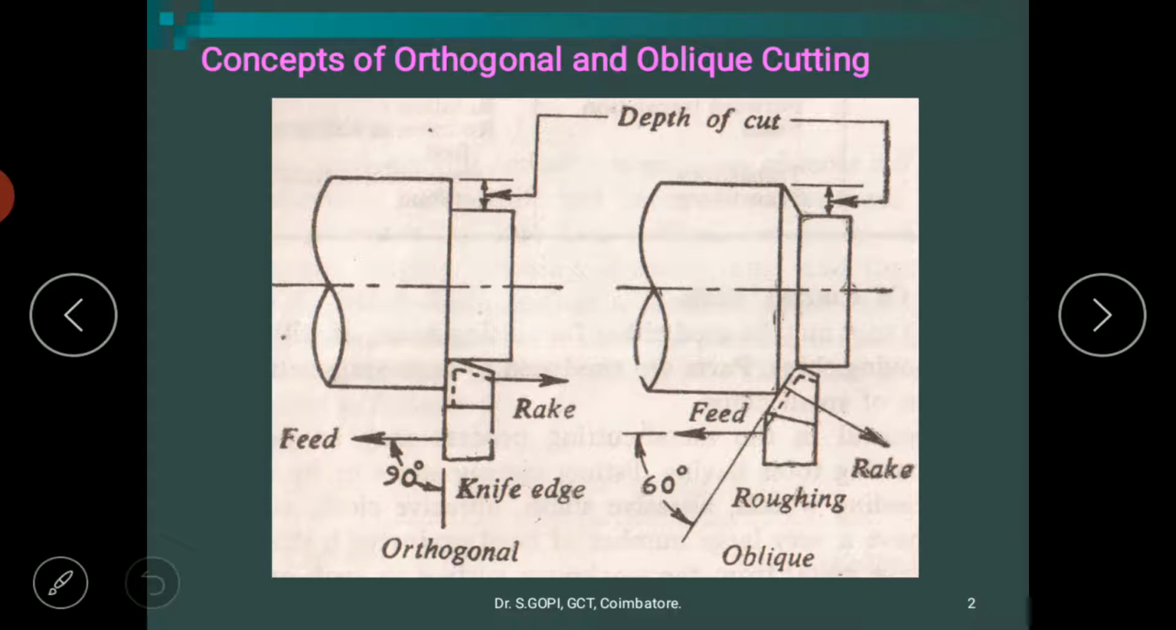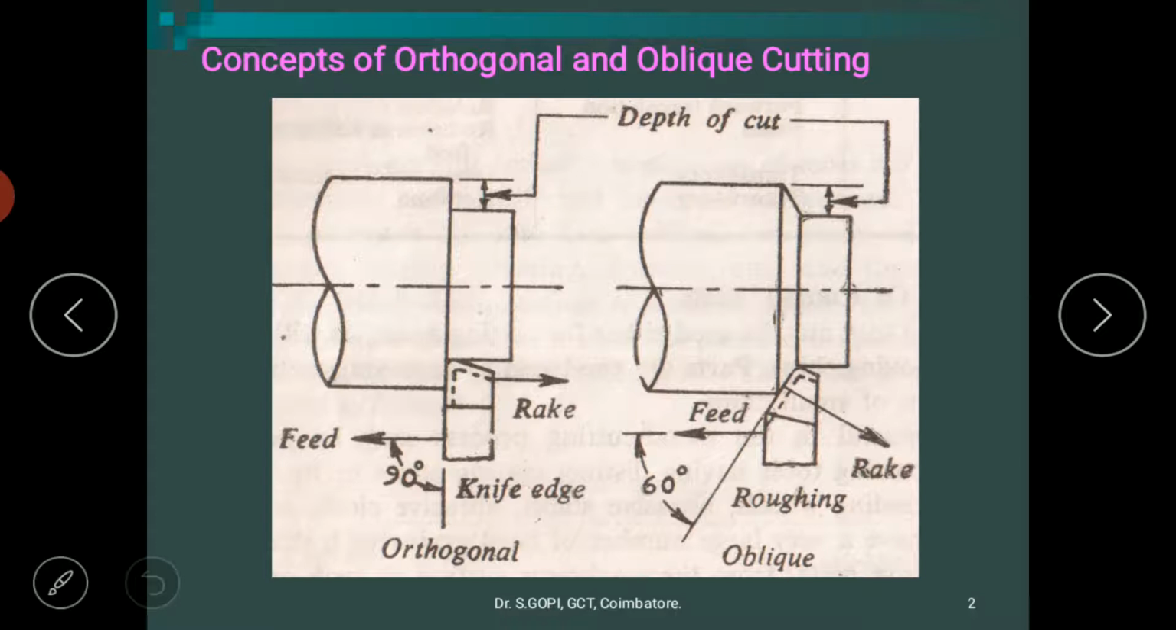Ortho, the name of ortho, means straight or perpendicular. Here, the cutting edge of the tool is perpendicular to the feed direction. So this type of cutting is called orthogonal cutting. Here the cutting edge of the tool is perpendicular to the feed direction. Those types of cutting are called orthogonal cutting.